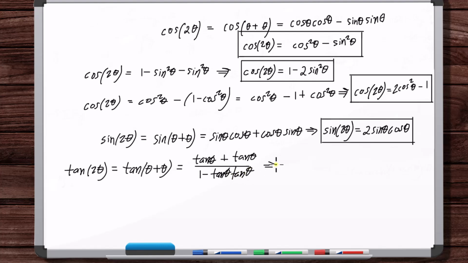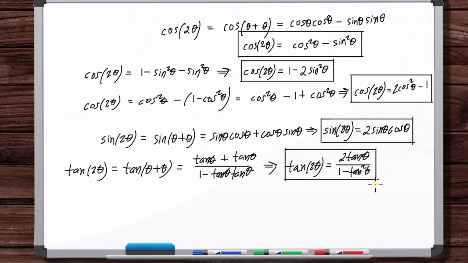Okay, so we can see that tangent of 2 theta is going to be 2 tangent theta over 1 minus tangent squared theta. And similar to sine, there's not much more. We can't put it into some simpler forms from this. So this is the only listed form for the double angle of tangent.